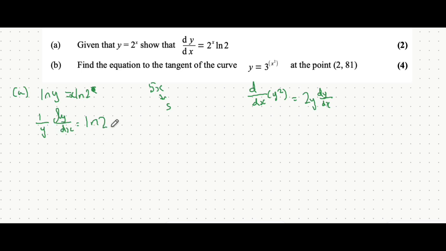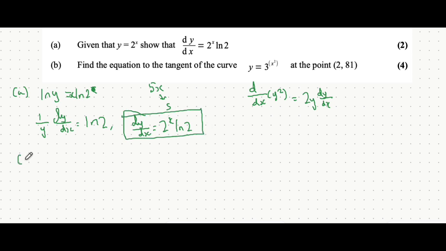From there, I'd recommend you multiply both sides by y, so we get dy/dx is equal to y ln 2. You can replace y with 2 to the power of x and then say that it's equal to 2 to the power of x ln 2. And that's what matches to part A of this question, so that's everything you need to do there.